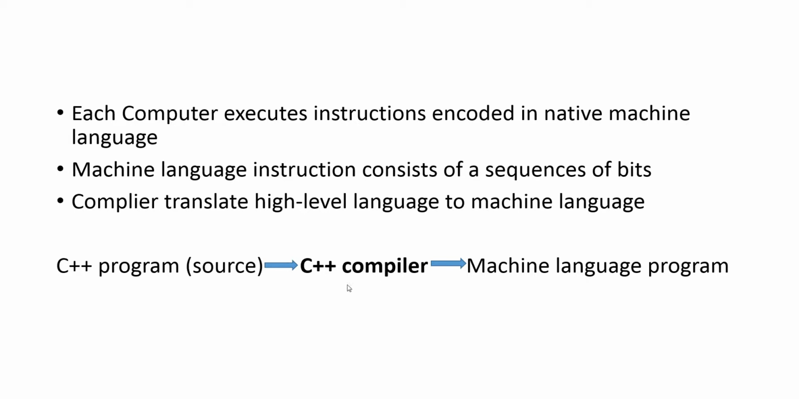For example, here, this C++ compiler accepts a program that is written in C++, which is a high-level language. And once it accepts it and does the translation, when it comes out, it becomes a program encoded in machine language, which can be executed by the computer, so that it can be executed by the machine, by the CPU.